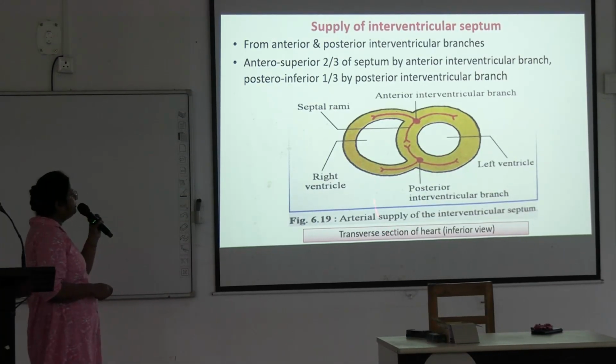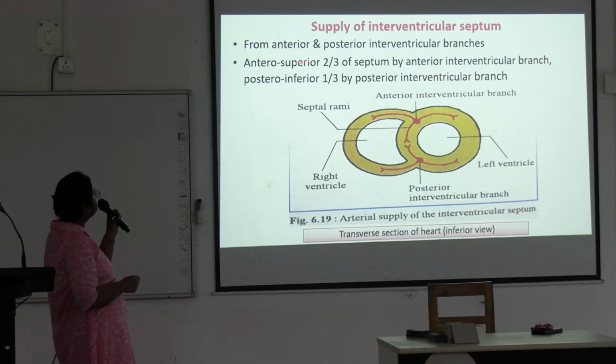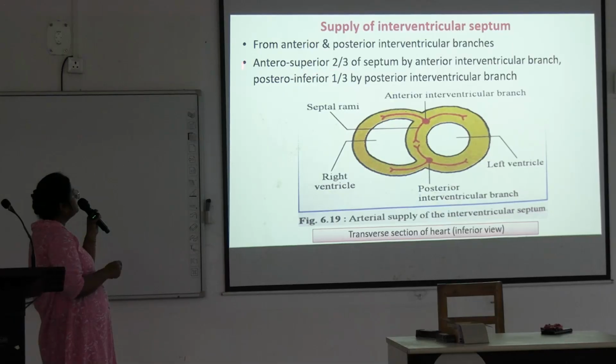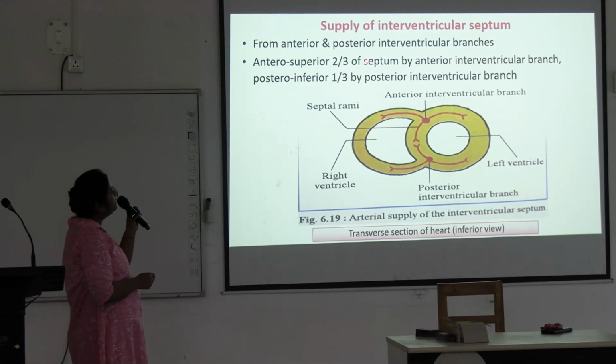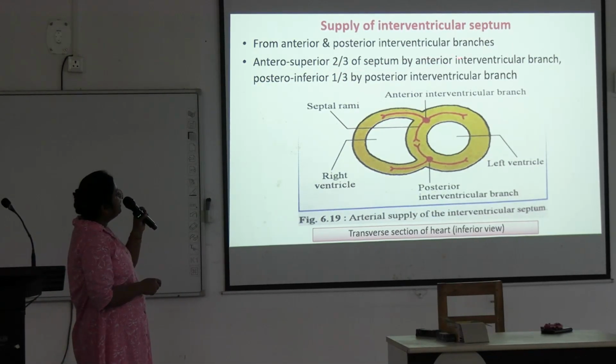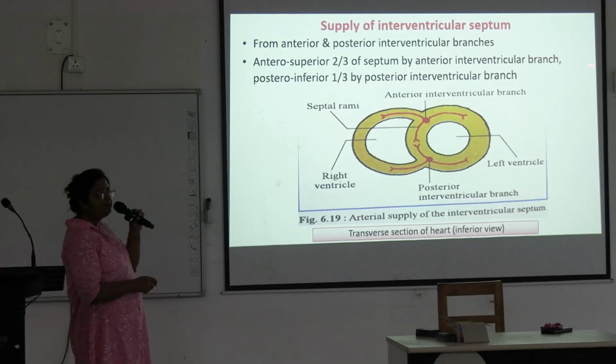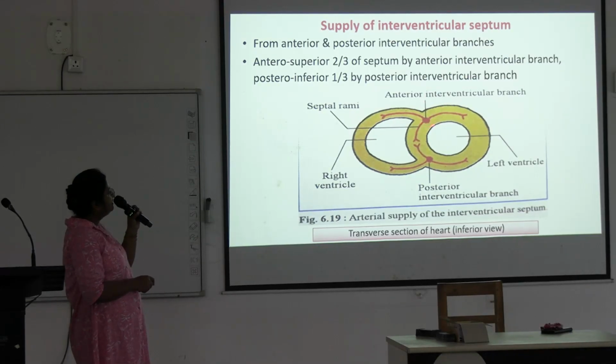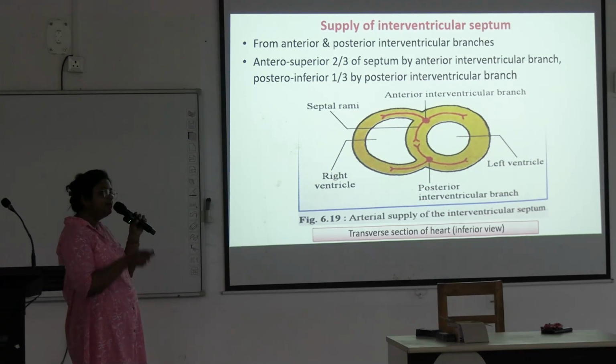This is the supply of the interventricular septum, from the anterior and posterior interventricular branches. The anterosuperior 2/3 of the septum is supplied by the anterior interventricular branch and the posterior 1/3 by the posterior interventricular branch. See here, anterior interventricular branch, anterior superior 2/3, posterior 1/3 supplied by the posterior interventricular branch.